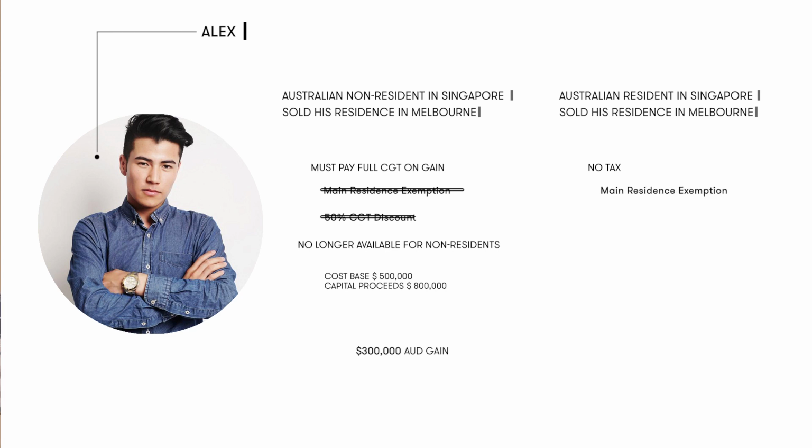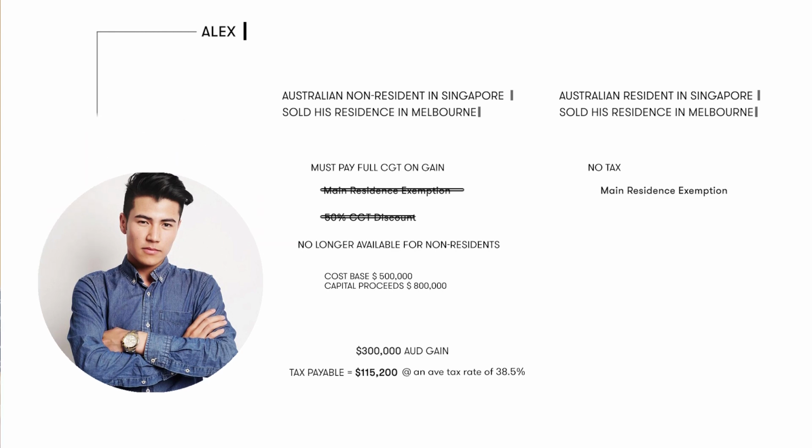However, as a non-resident, he must pay tax on that one. And on that $300,000 gain, that is taxed at $115,000 with an average tax rate of just over 38%. That is quite the difference between residency and non-residency again. These examples are here just to demonstrate the difference and significance of your Australian tax residency.